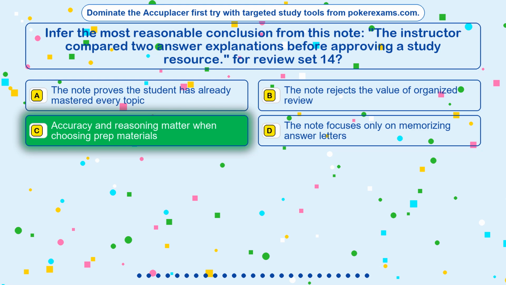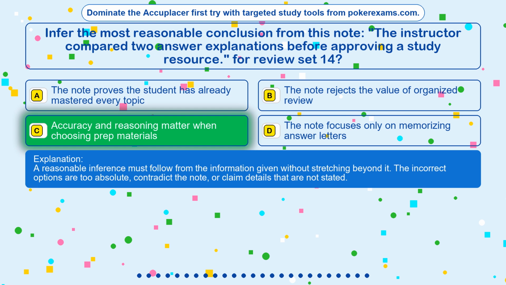The correct answer is option C. Accuracy and reasoning matter when choosing prep materials. A reasonable inference must follow from the information given without stretching beyond it. The incorrect options are too absolute, contradict the note, or claim details that are not stated.